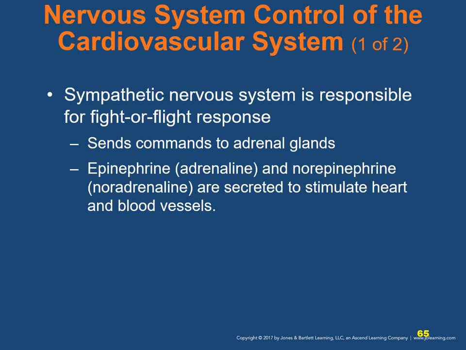Let's talk about nervous system control of the cardiovascular system. The sympathetic nervous system is responsible for the fight or flight response. This sends commands to the adrenal glands, and epinephrine and norepinephrine are then secreted to stimulate the heart and blood vessels. The popular names of these hormones are adrenaline and noradrenaline.